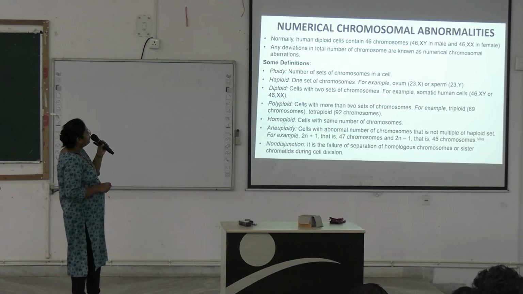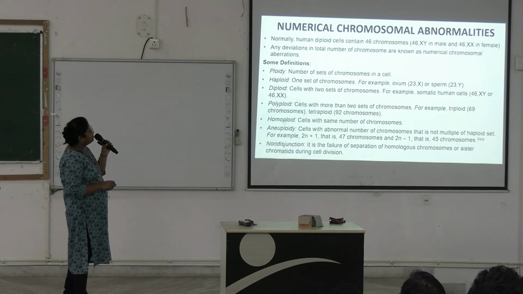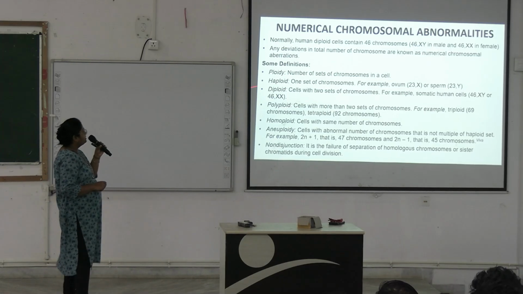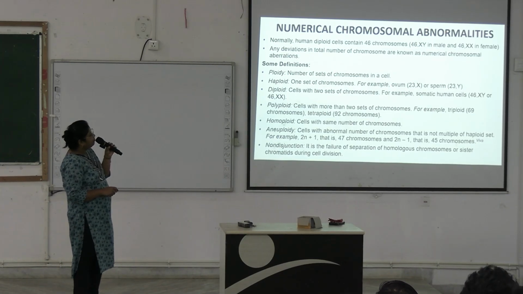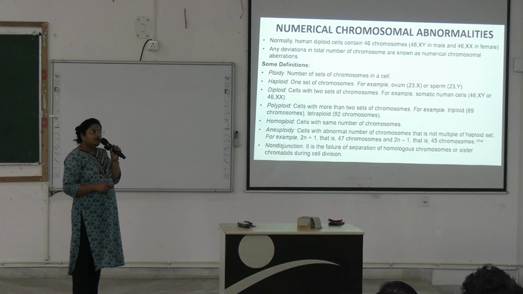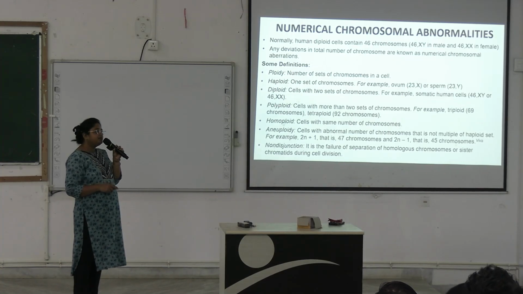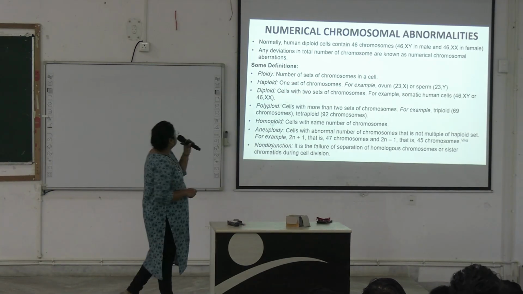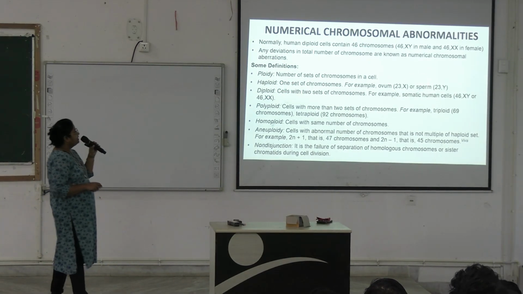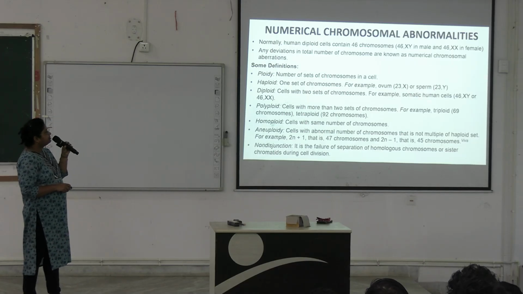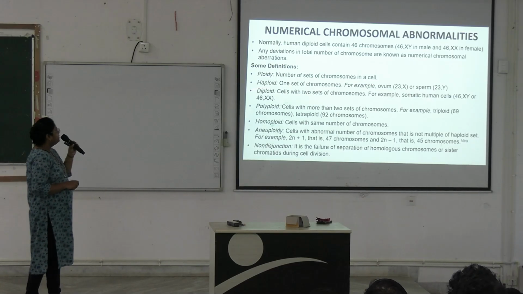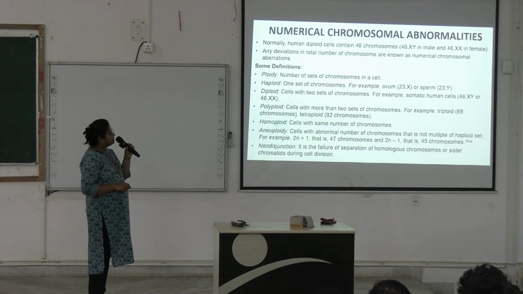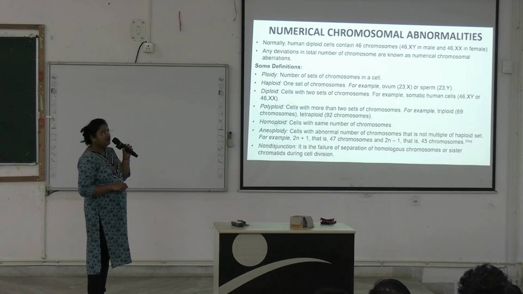What is ploidy? Ploidy means the number of sets of chromosomes in a cell. What is haploid? One set of chromosomes is present. For example, in ovum or in sperm, only n number of chromosomes is present, like in ovum 23X, in sperm 23Y. Diploid: cells with two sets of chromosomes. For example, human somatic cells, 46XY or 46XX.